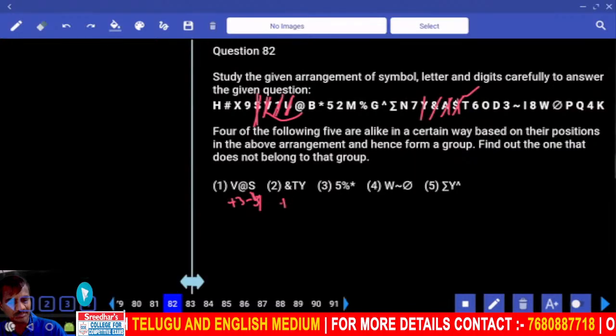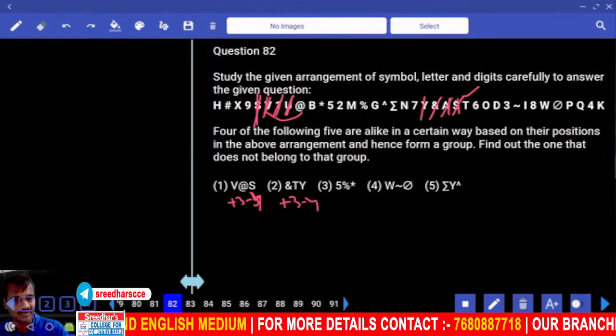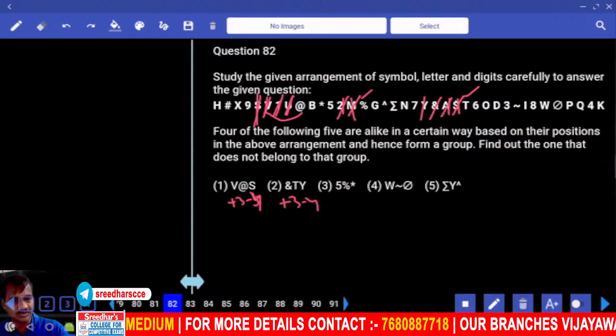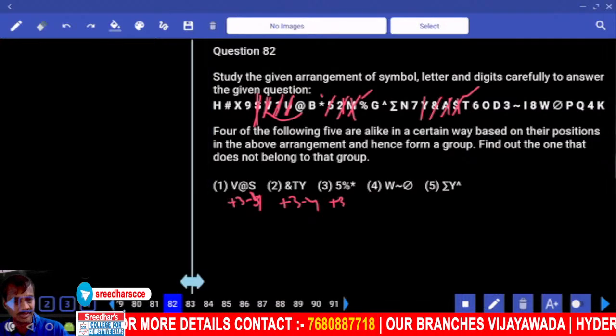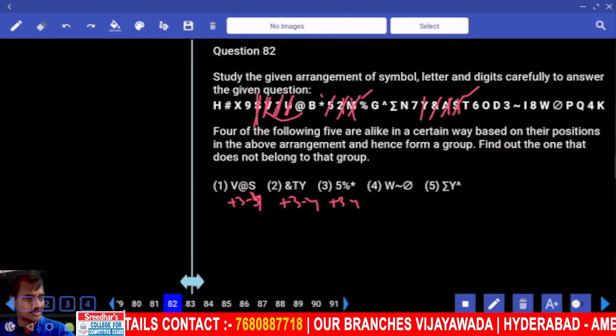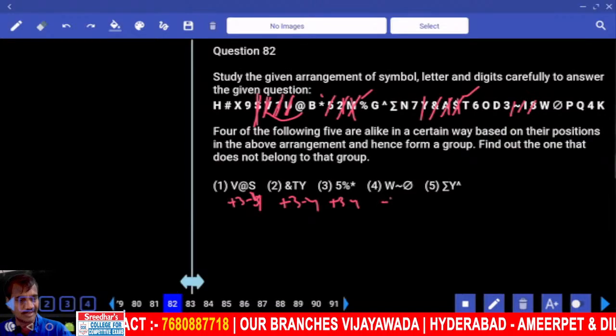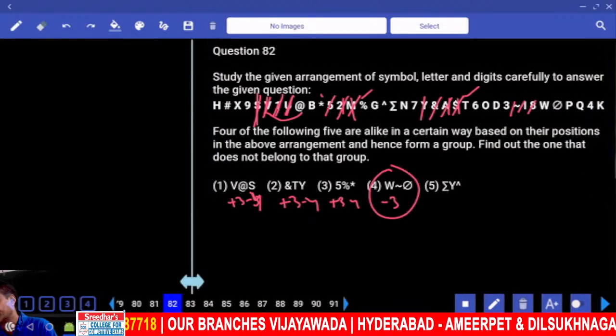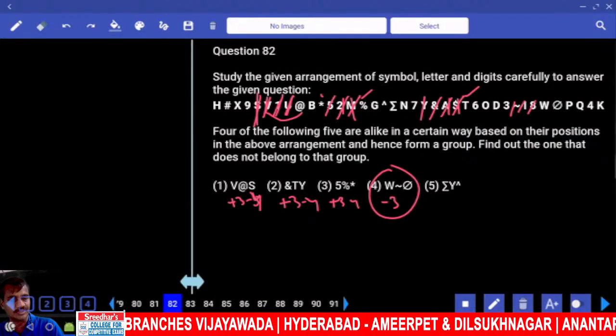Now similarly here again plus 3, minus 4. 5 in percentage, 1, 2, 3, plus 3, 1, 2, 3, 4, minus 4. Then W. Now from W to this one it is minus 3. But whereas in the remaining it is plus 3. Then which is the odd one? Choice 4 for question number 82.